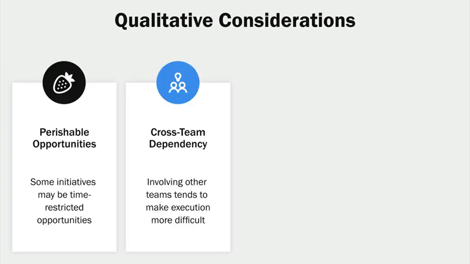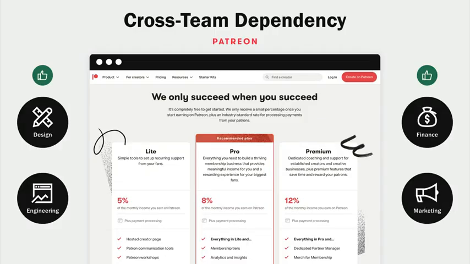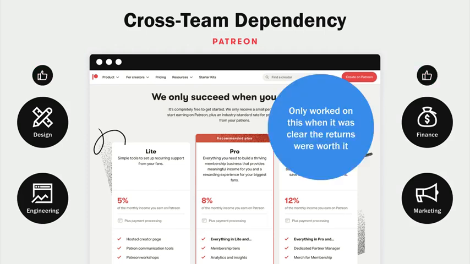Cross-team dependency. Some initiatives will be significantly harder to implement than others, due to the involvement of other teams. These initiatives have to have a larger impact to be worth prioritizing in order to offset cross-functional complications. Adam Fishman says, "I assume that anything that requires support from another team's roadmap will be more than twice as difficult because humans." For example, Patreon's complete restructuring of its pricing model required sign-off and support from not just design and engineering, but also finance and marketing. Consequently, they had deprioritized it until it was clear that the returns were worth the complication.